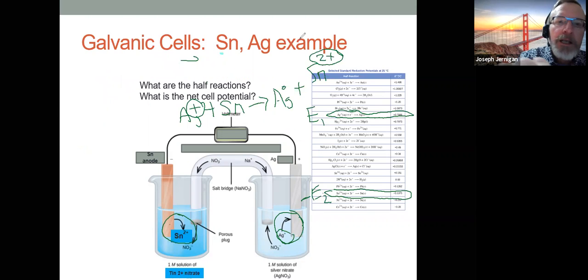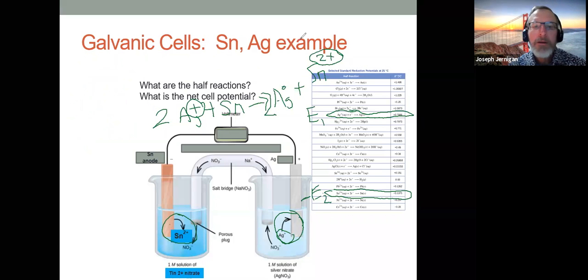You just give yourself another silver. So it's 2 silvers here. And of course you got to put 2 there. Are the charges now balanced? Absolutely. Is the stoichiometry right? It's a fully balanced equation. Both the stoichiometry and the charges are balanced.